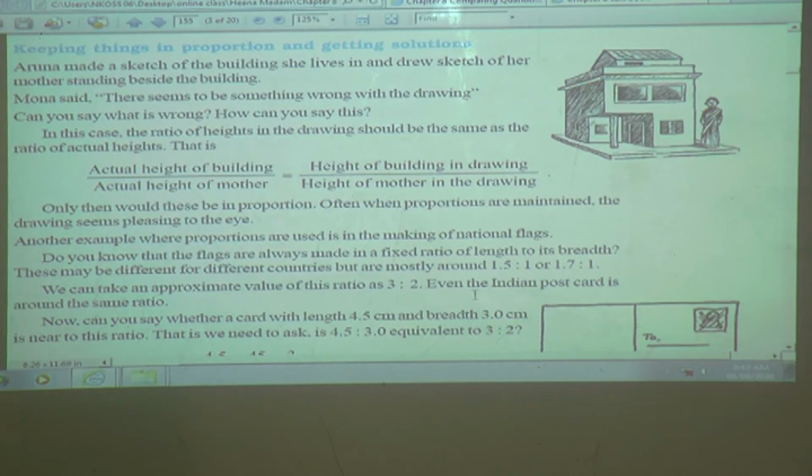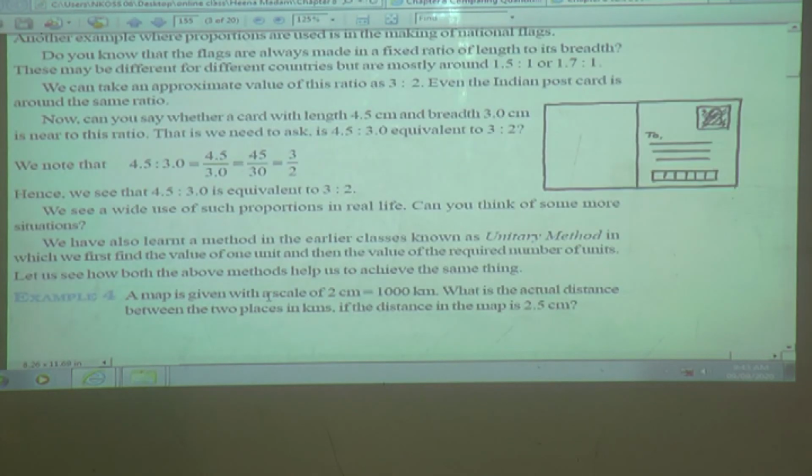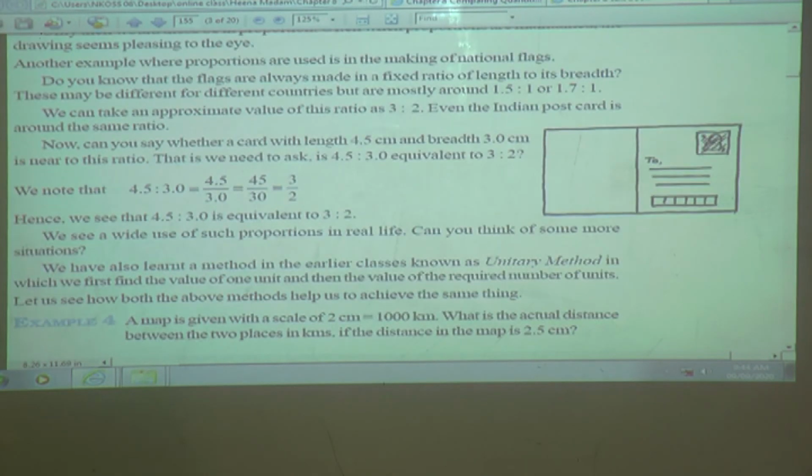Even the Indian postcard is around the same ratio. You know the Indian postcard. Nowadays we are very smart, so we use websites as well as the internet, and we just post things to relatives and friends. Previously we were using a postcard. The standard size of a postcard is given here.